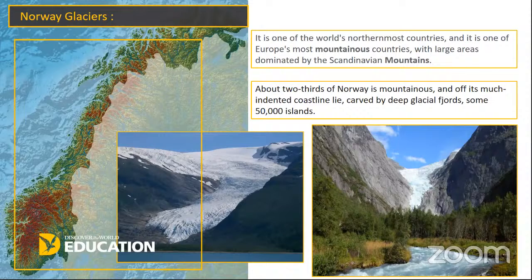In terms of its glaciers, it is one of the world's northernmost countries. It's one of Europe's most mountainous countries, and it has large areas of landscape dominated by the Scandinavian mountains, which are actually obviously very sparsely inhabited. There are over 1,600 glaciers in total, and 900 of these are in northern Norway.